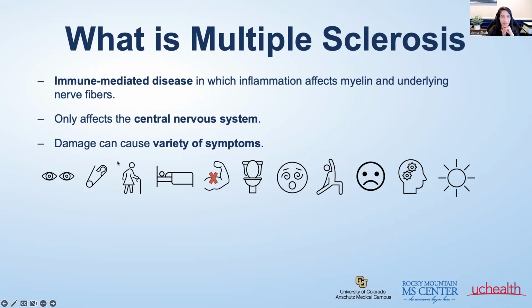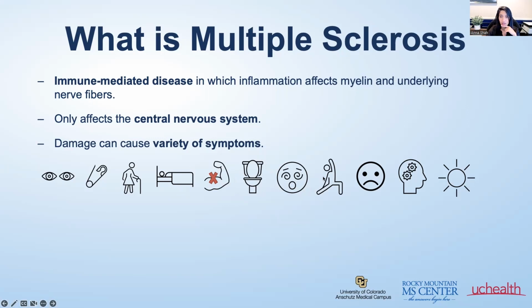This icon right here represents ambulation difficulties. So a lot of our patients, particularly before the highly effective immunotherapy, which we'll talk about in just a moment, needed help walking. So things like canes or hiking poles, walkers, wheelchairs. Fatigue is one of the most common symptoms that we see in our MS patients, with about 85% reporting fatigue. Weakness, again, another common symptom. Bowel and bladder difficulties, and this can be retention or incontinence of either one of those two systems.